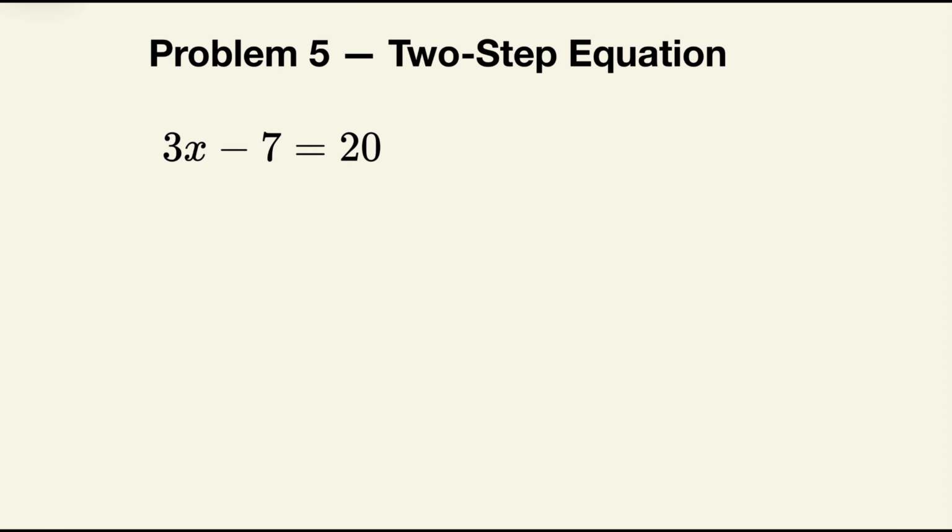Okay, here's a two-step equation for us to solve. That is 3x minus 7 equals 20. We undo operations in reverse order. So we undo subtraction first by adding 7. We'll add 7 to both sides here, on the left and on the right.